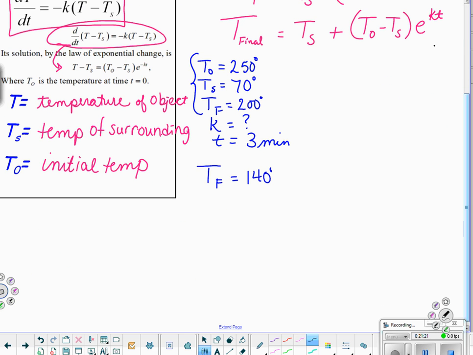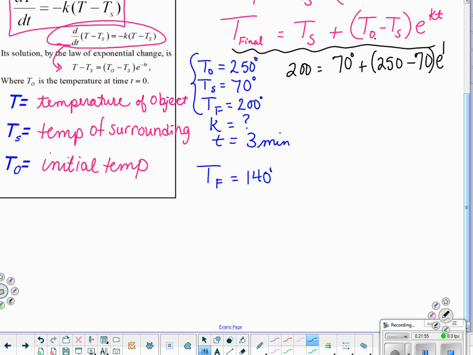I'm going to use this equation up here. My temperature final, the meatball came down to 200 degrees. It started at 250 plus, oh, that's a lie, TS is 70 degrees. And here's where the temperature of the object comes into play: 250 minus the temperature of the surrounding, which is 70 degrees, times e to the K, don't know the K, times 3.